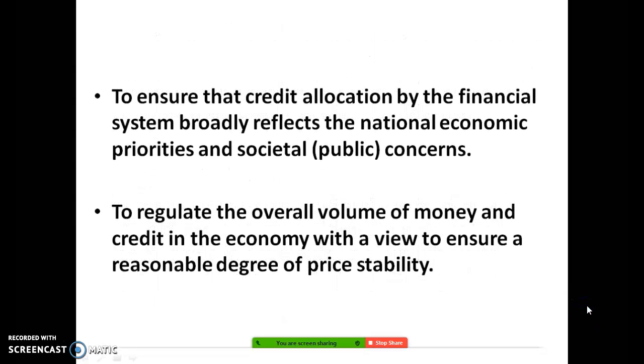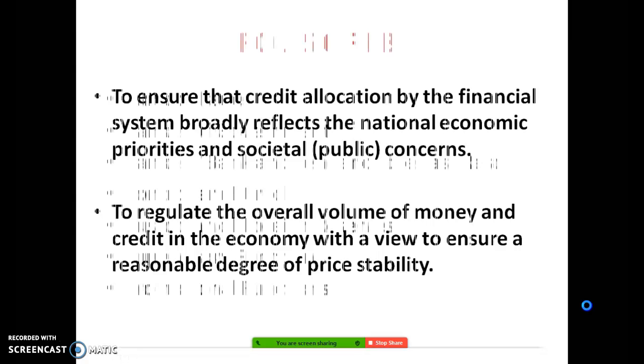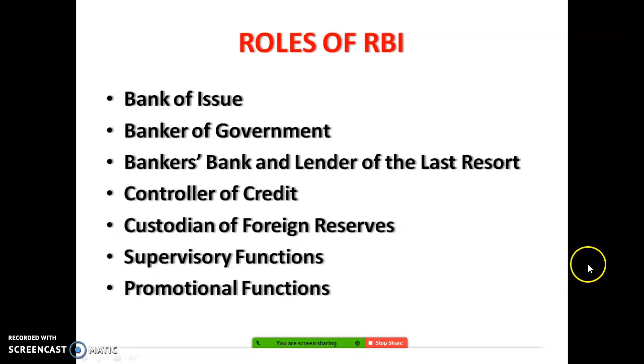To ensure that credit allocation by the financial system broadly reflects the national economic priorities and societal concerns. To regulate the overall value of money and credit in the economy with a view to ensure a reasonable degree of price stability. So these are the main functions of the RBI.